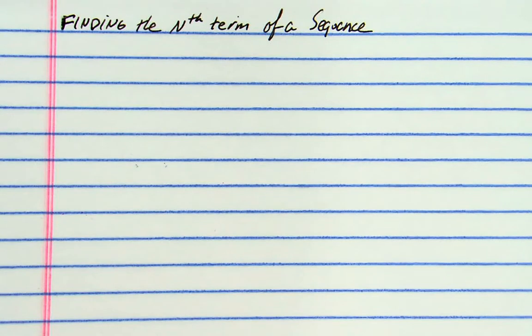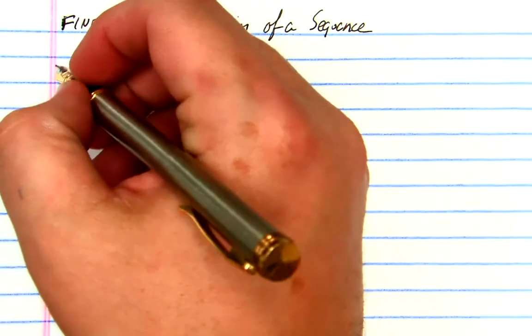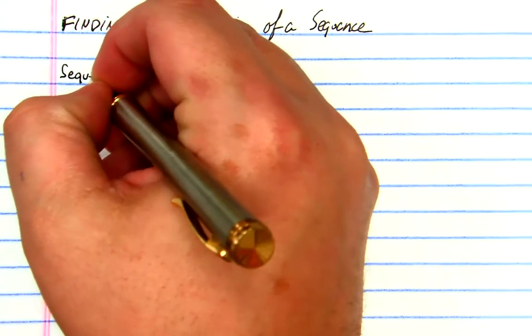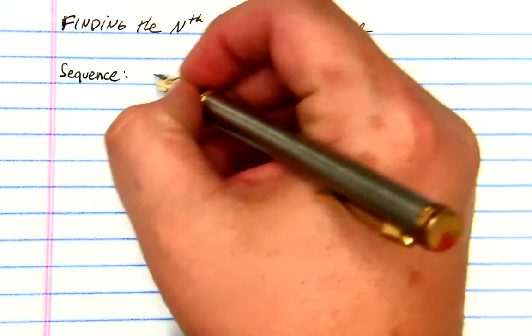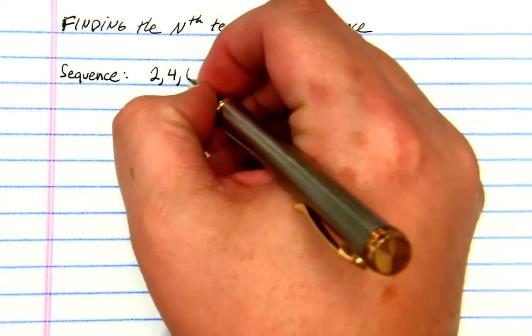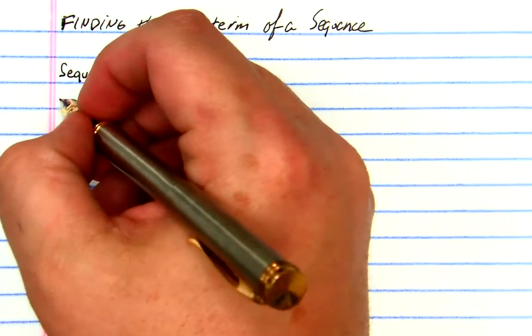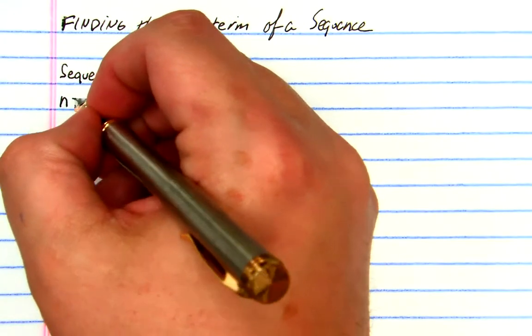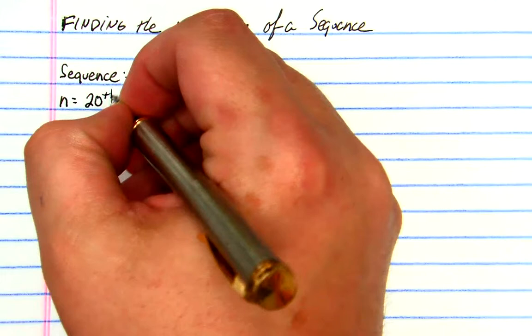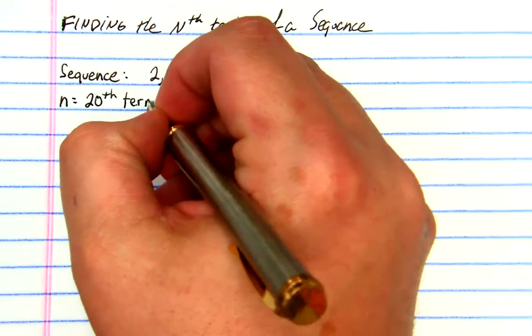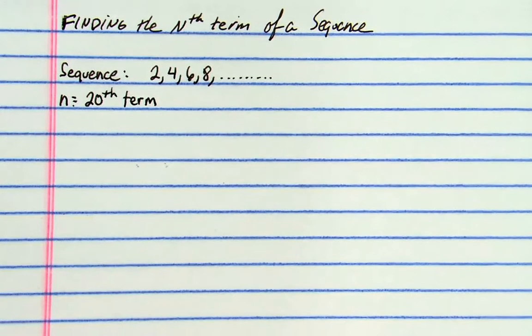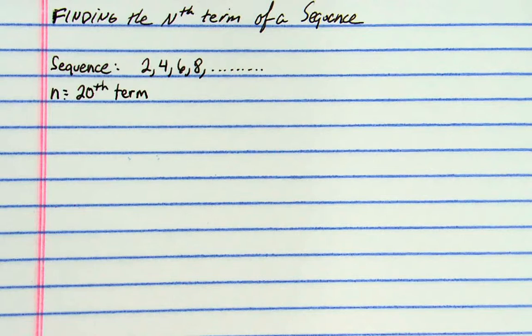Hi everybody. We are going to find the nth term of an arithmetic sequence. So here's our sequence: 2, 4, 6, 8, etc. And I want to find the 20th term. And we're going to take n to be the 20th term.